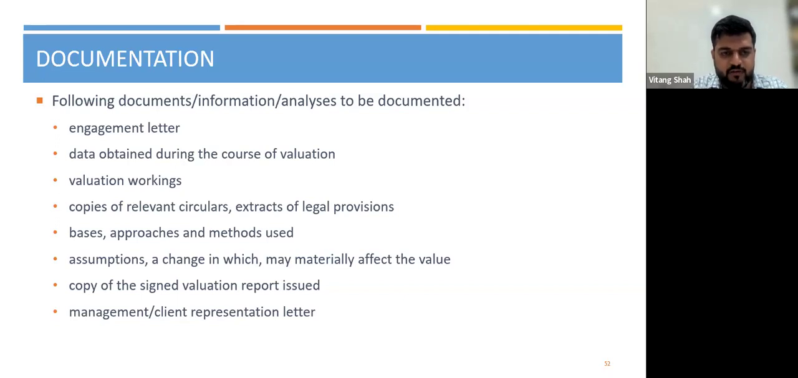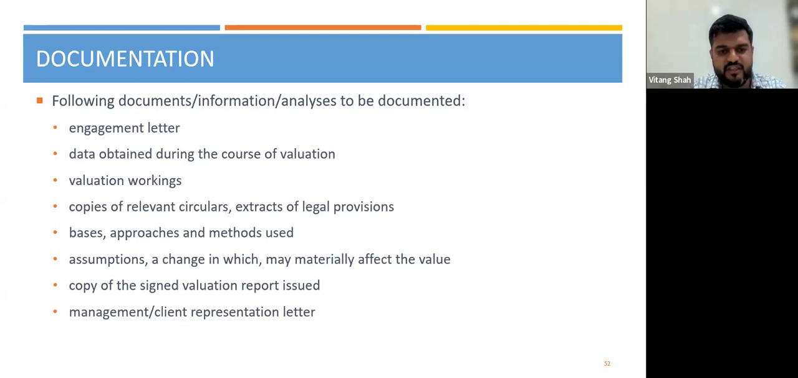The valuation workings, however they were carried out, you need to have not only a soft copy but preferably a physical copy too, detailing how the valuation process and the workings were carried out. The copies of relevant circulars and extracts of legal provisions at that point in time always help you keep the files. If you're referring to a valuation 3 to 5 years down the line, what were the regulations or relevant circulars at that point in time? If you have them ready in those folders or files, that helps you look at the regulations which were there at that point in time. What were the basis, approaches and the methods used when you carried out the valuation?